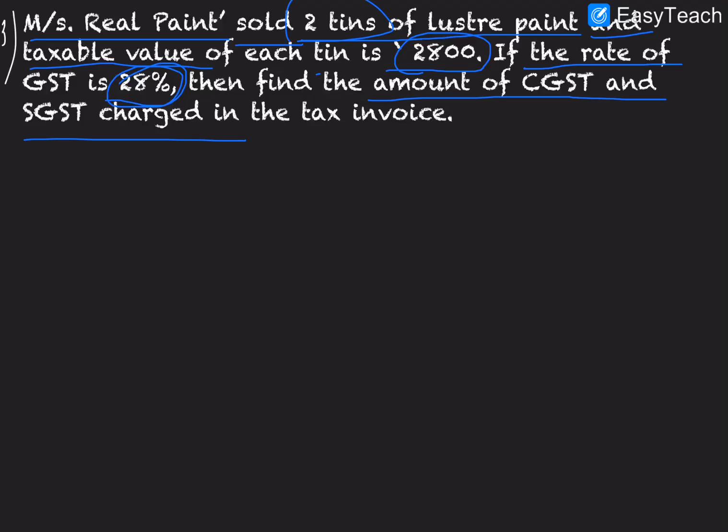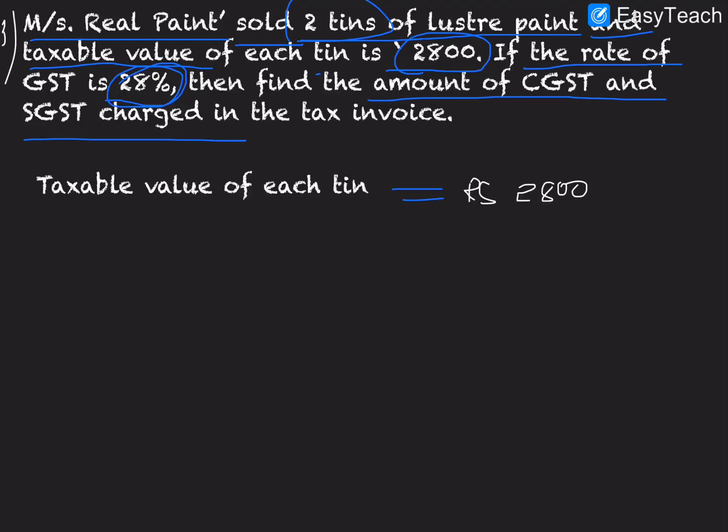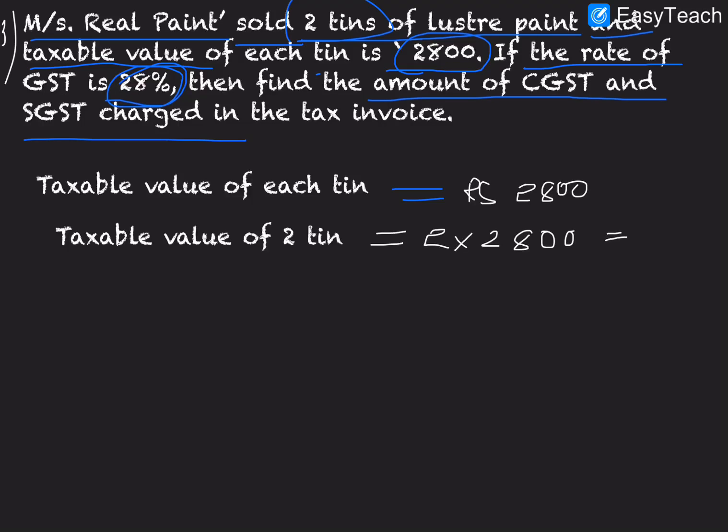So first we can write what all is given in the problem. The taxable value of each tin is Rs 2800. Therefore in the problem we have to find the taxable value of 2 Leicester paints. So the taxable value of 2 tins will be 2 into 2800, that is 5,600 rupees. So the taxable value, that is without tax, the amount of 2 tins is 5,600.